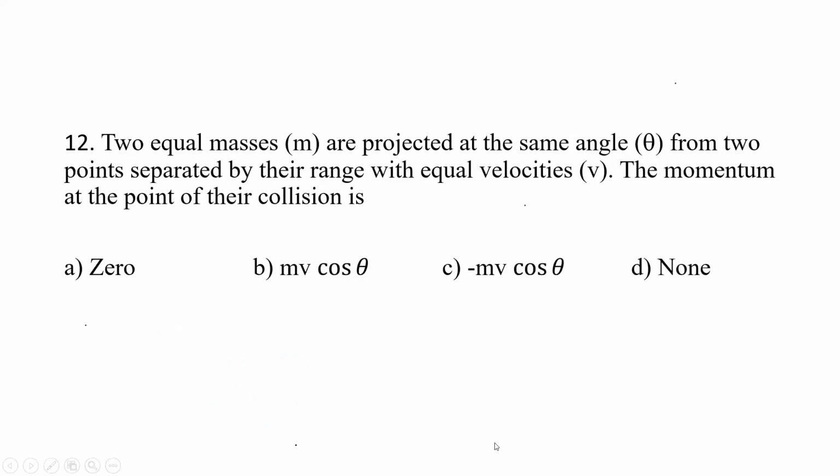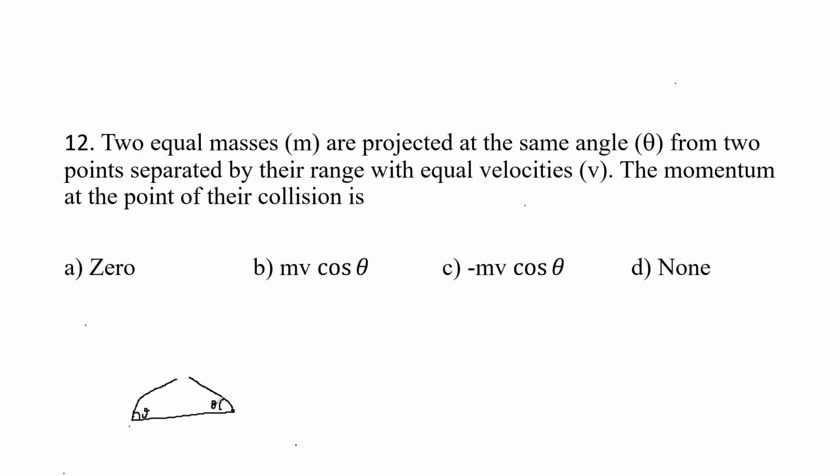Two equal masses are projected at the same angle from 2 points. We can show this in a figure according to the question. You can consider two different points. It is projected from here also and it is projected from here also, making the same angle, that is angle theta.